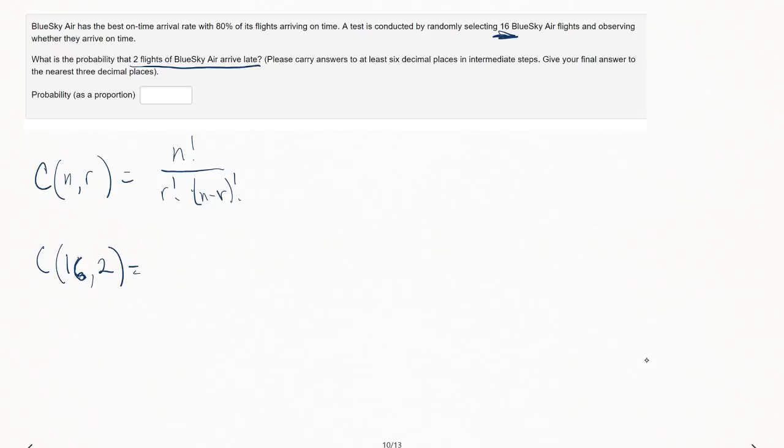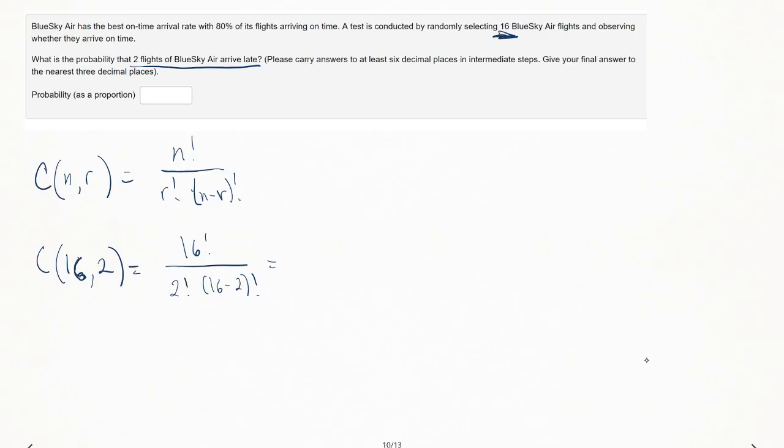So now, moving forward from there, what does the formula look like? Well, we get 16 factorial over 2 factorial, and this will be 16 minus 2 is 14 factorial. Okay, for those of you that don't know what factorials are, this would be like 16 factorial: 16 times 15 times 14 times 13 times 12 times 11 times 10 times 9 times 8 times 7 times 6 times 5 times 4 times 3 times 2 times 1.